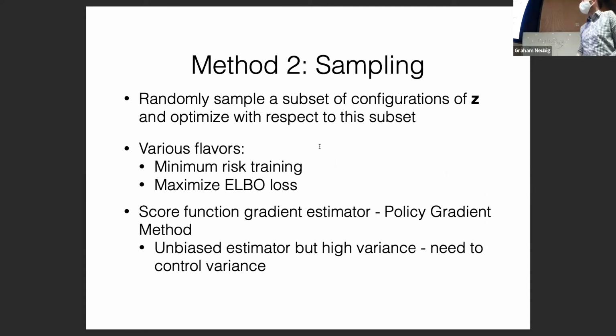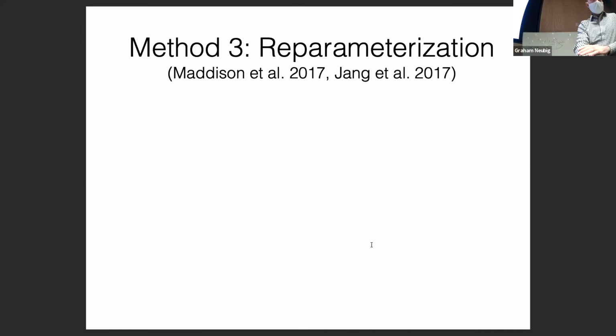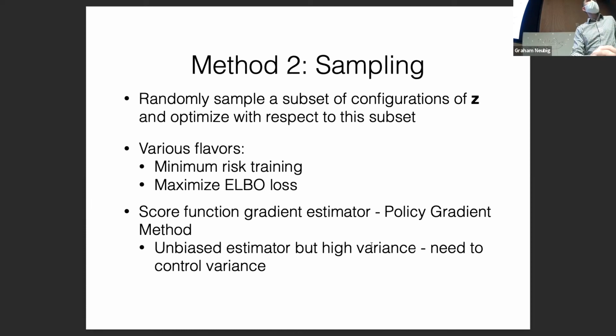So method number 2 is sampling. What we do is sample a subset of the configurations of Z and optimize with respect to the subset. We talked about some very simple examples of this last time. We sample using minimum risk training to maximize the ELBO loss. We could also have a policy gradient method like the reinforcement learning methods that we talked about before. Basically, we would have an inference network over the various values. We would sample 1 or 5 or 10 values, calculate the generative probability of all of them, and then update the inference network using REINFORCE. So that's another option. Because this is basically the same as what we talked about last time, I'm not going to talk about it in a lot of detail.